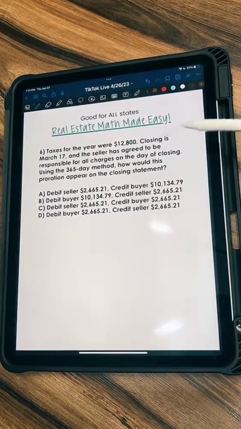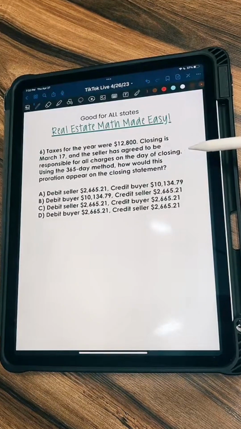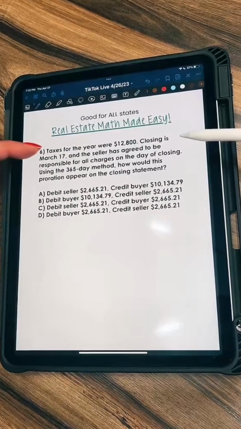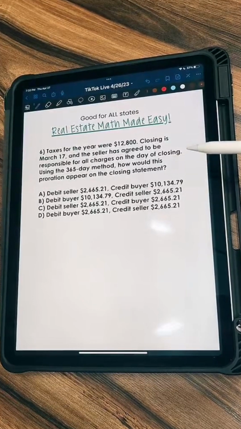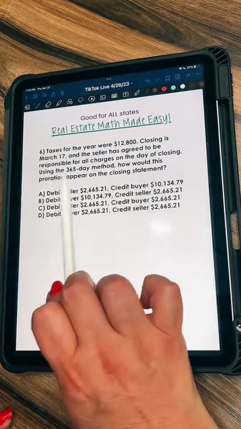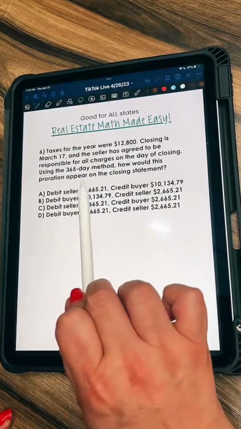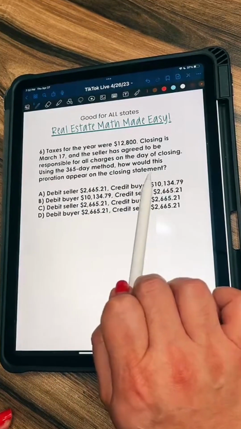It says taxes for the year were $12,800. Closing is March 17, and the seller has agreed to be responsible for all charges on the day of closing. So that basically means that the seller owns the day of closing. Okay, so this is a proration problem. And it says using the 365-day method, how would this proration appear on the closing statement?